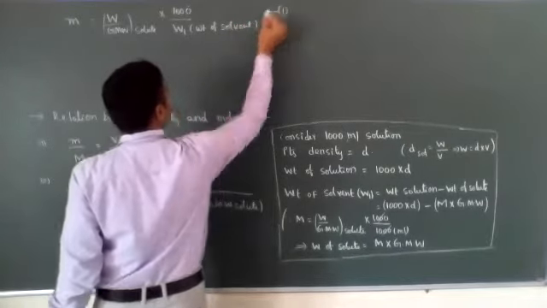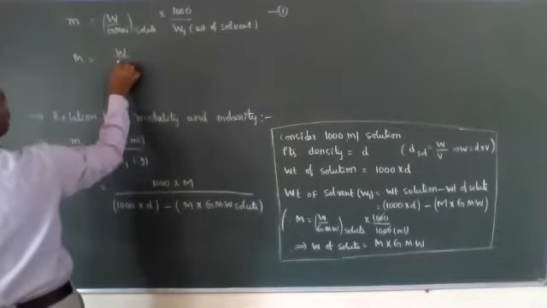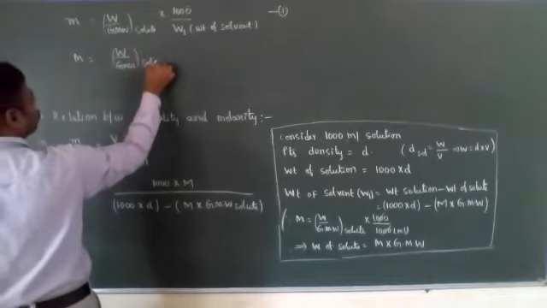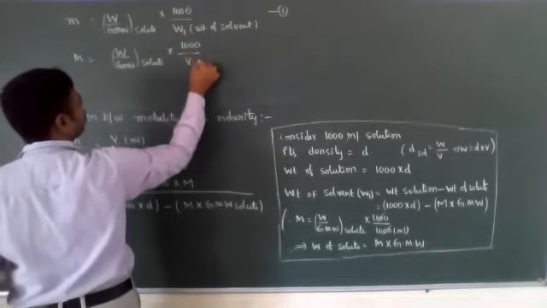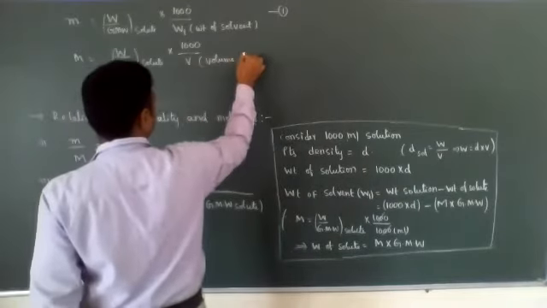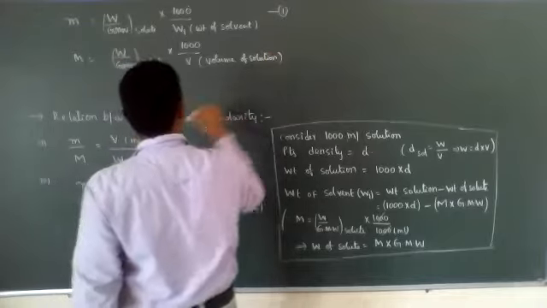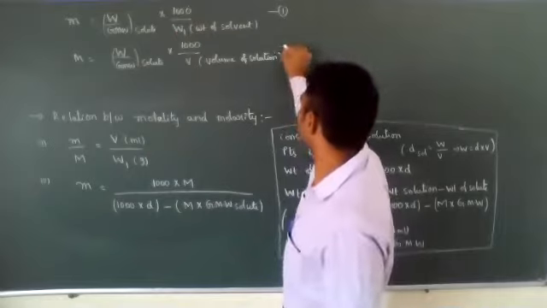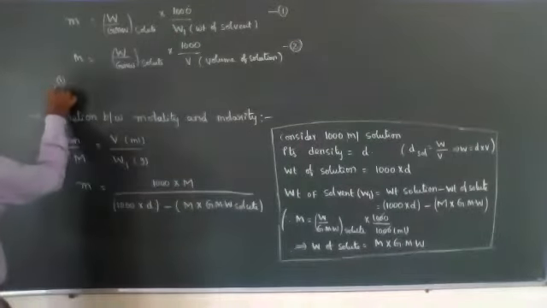This is equation 1. What is the molarity formula? Weight by gram molecular weight of solute into 1000 by V, where V means volume of solution in ml. And this is the second formula, molality: weight by gram molecular weight of solute into 1000 by weight of solvent in grams. Then you do 1 by 2.